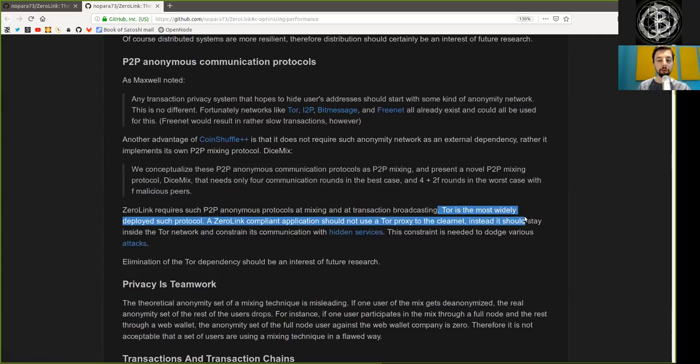Tor is the most widely deployed of such protocols. A ZeroLink compliant application should not use a Tor proxy to the clearnet. Instead, it should stay inside the Tor network and constrain its communication to hidden services. This constraint is needed to dodge various attacks. Elimination of the Tor dependency should be an interest of future research.